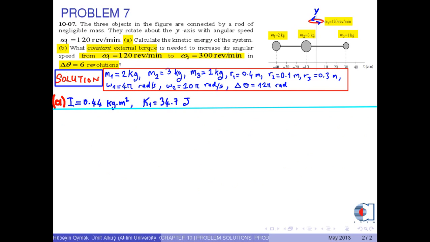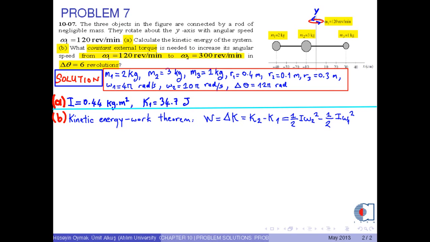To find the constant external torque in part B, again we can use two ways. The first way is the work-kinetic energy theorem, which states that work equals the change in the kinetic energy. That is 1/2 times I times omega 2 squared minus 1/2 times I times omega 1 squared. And if we rearrange this formula, we obtain work equals 1/2 times I times omega 2 squared minus omega 1 squared. Here it is convenient to use the kinematic equation for omega 2 squared minus omega 1 squared, which is 2 alpha times delta theta, where alpha is the angular acceleration and delta theta is the change in the angular position.